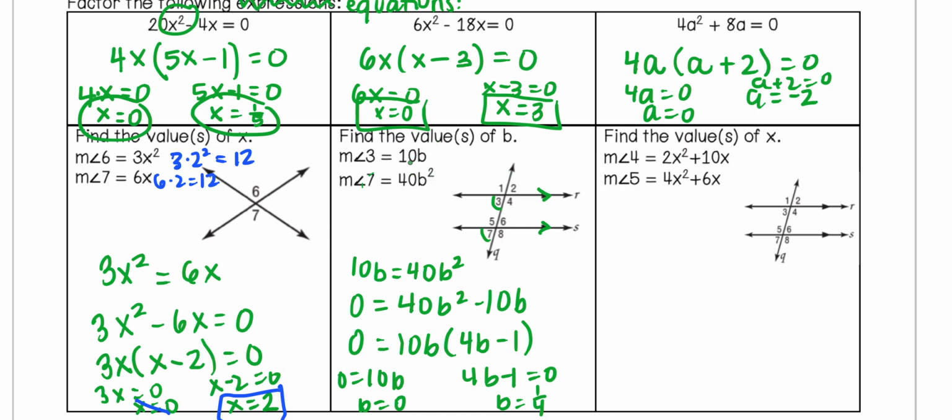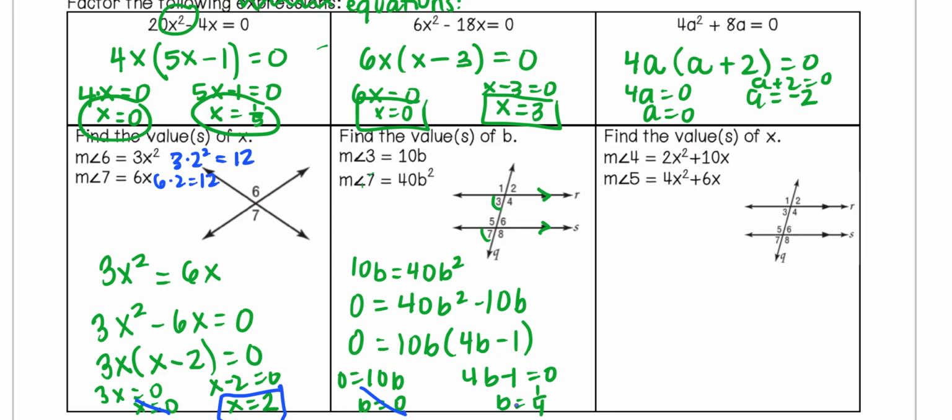So right here, again, plugging in our solutions for b, if I plug in 0 here, then I will get a value of 0 for both of my angles. And again, that's not going to be realistic in our geometry diagram. So we can eliminate that answer of b equals 0.